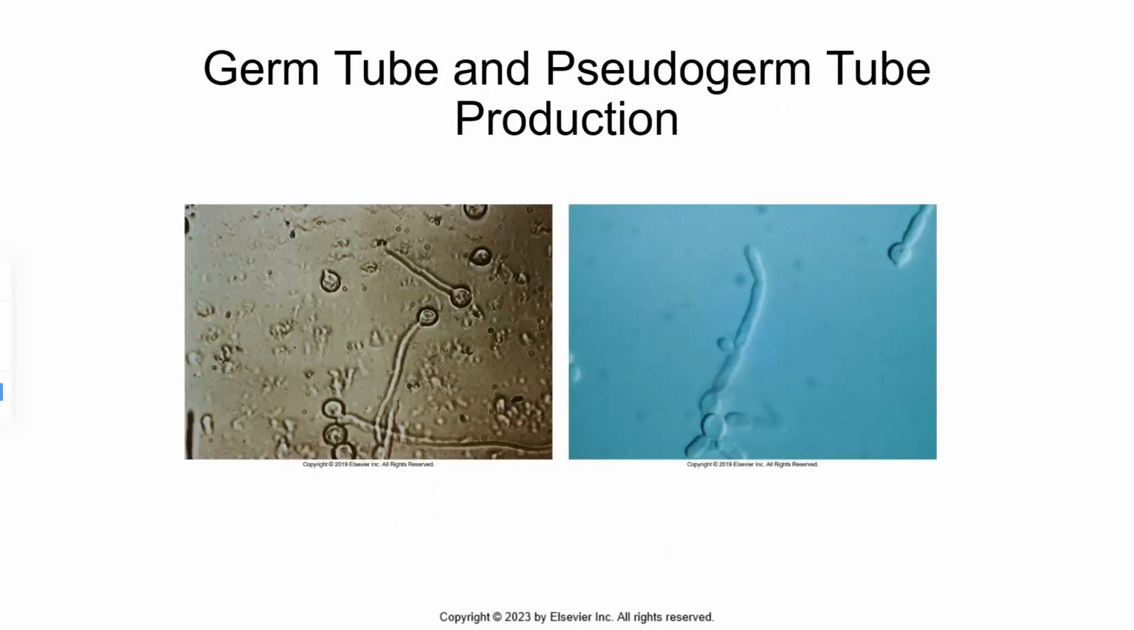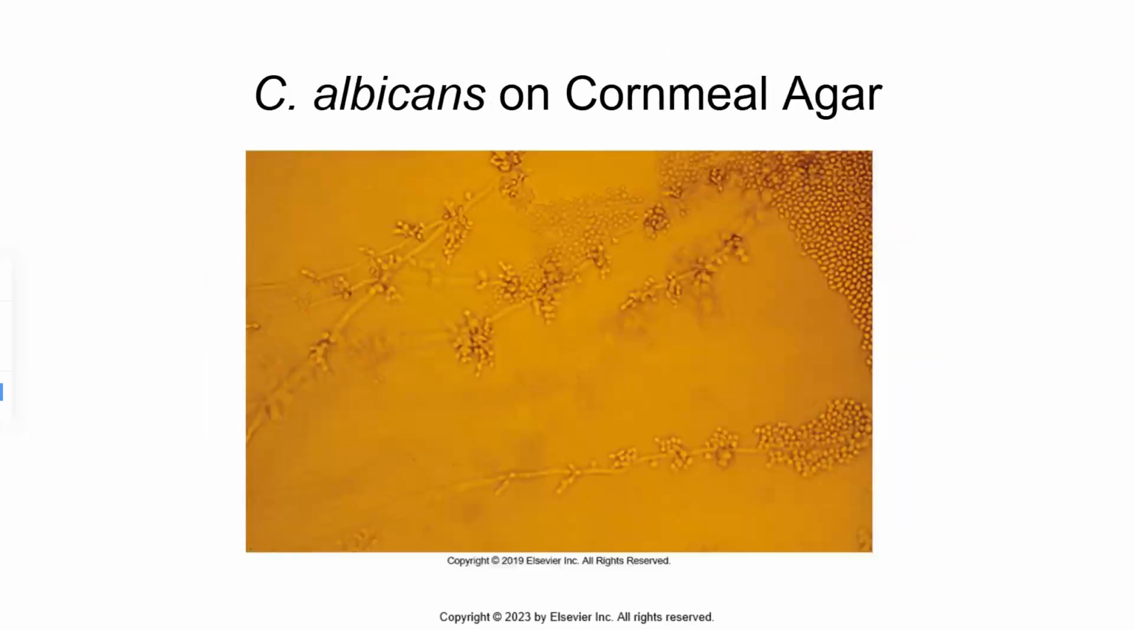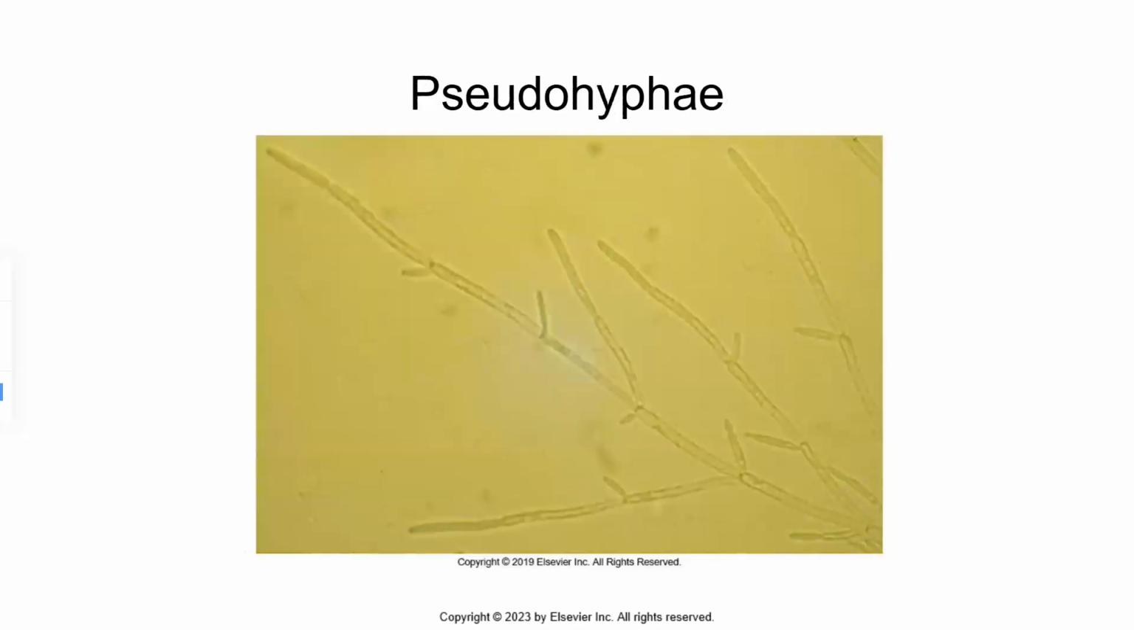And here you can see the germ tube and pseudogerm tube production. Candida albicans on cornmeal agar is pictured, and pseudohyphae.